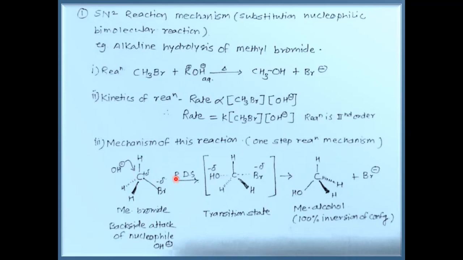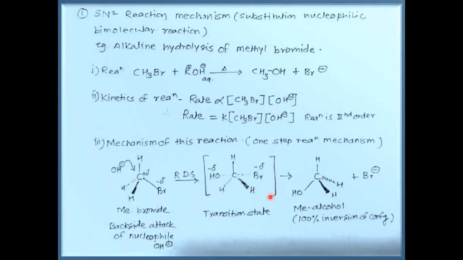Now this is RDS, the rate determining step. When the nucleophile attacks from the backside, what happens in this rate determining step? We get this OH partially bonded with carbon, which is partially bonded with bromine, and 3 hydrogen atoms. So it is the transition state. It is an unstable state, so it is shown in square brackets.